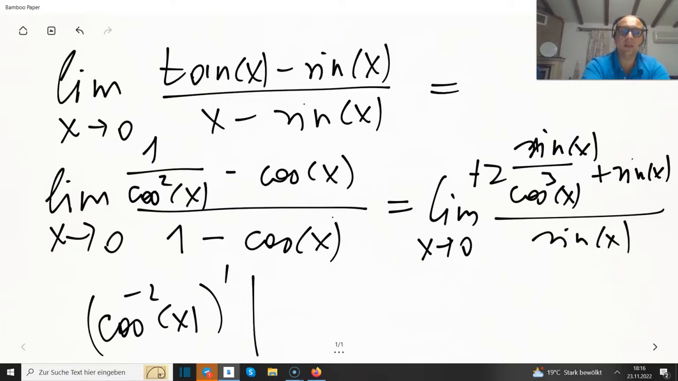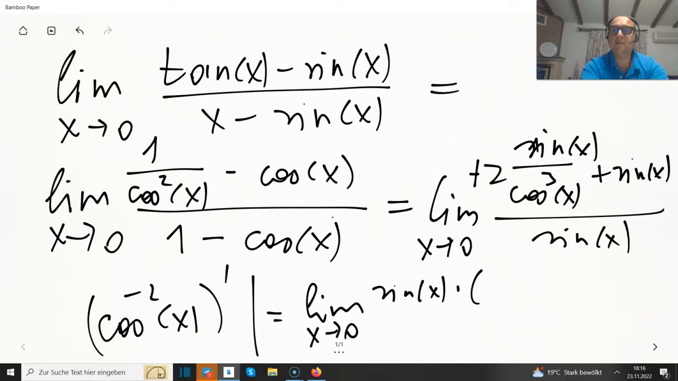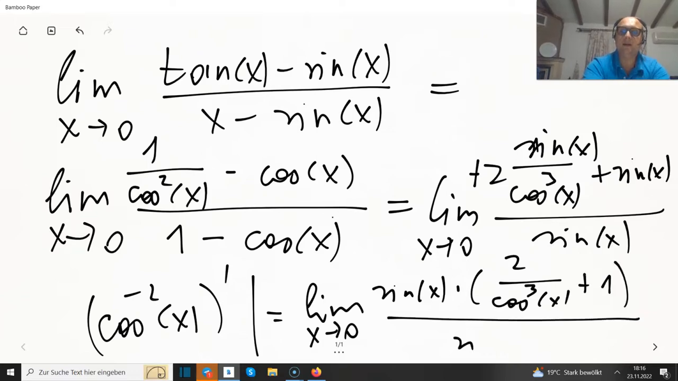And now we can take sine out, right? So this is a limit, x towards 0, we can take sine out in the numerator. It's going to be 2 divided by the cosine cubed of x plus only 1, divided by the sine of x, which is perfectly cancelled. And if we put 0 for x now, it's going to be 2 divided by 1 cubed, which is 2, plus 1, it's 3. Pretty bizarre, isn't that?